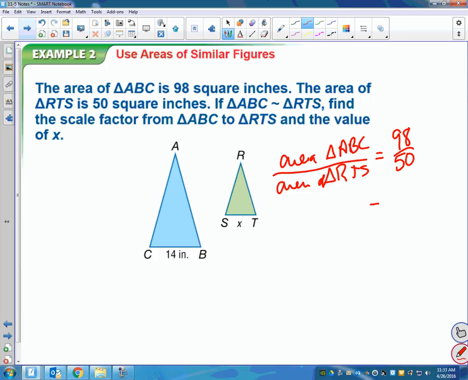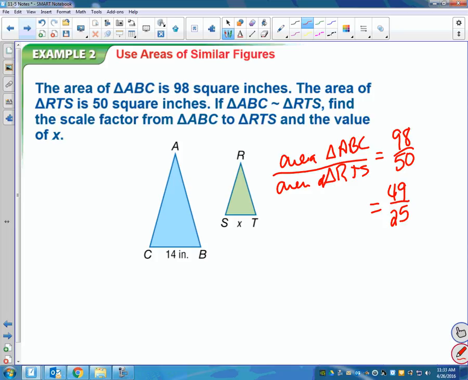Which means that this reduces to 49 over 25, sorry. You with me on that? It's really nice to know how to use your calculator. You also could just reduce that by dividing the top and the bottom by 2. That's another way you could reduce it, right?